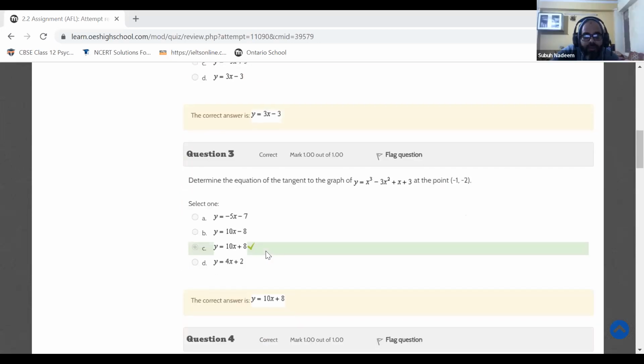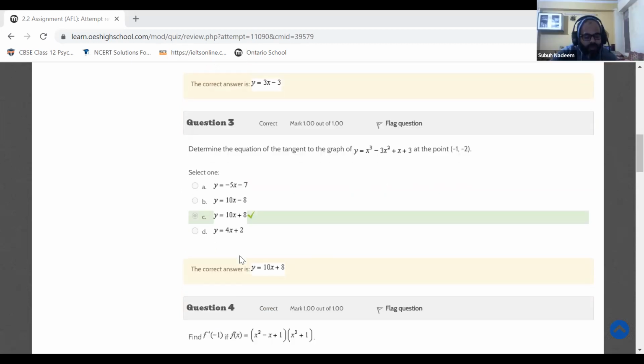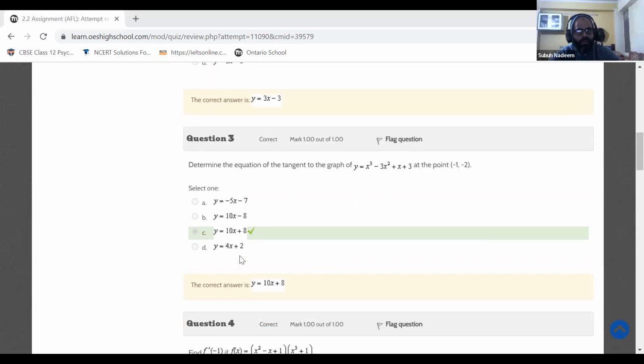Third one is y is equal to x cube at the point. I got this. Correct. So you have done all the steps correct there? Yes, sir. Okay.